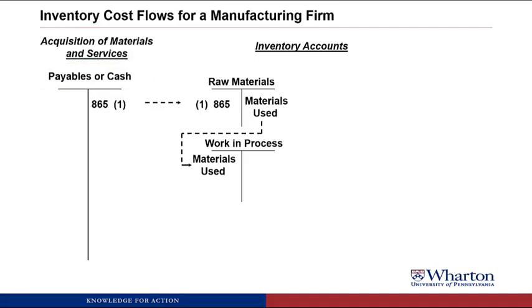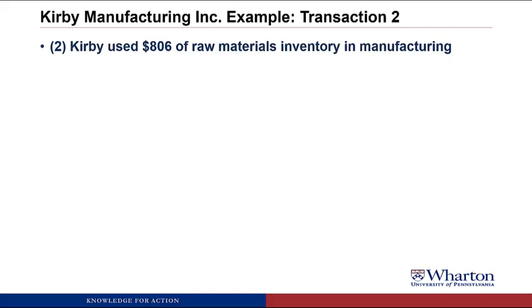So the next thing that you see in the inventory accounts is materials used. So once those raw materials start being used to produce the goods, we take those costs out of raw materials and move them into work in process. So Kirby used $806 of raw materials inventory in manufacturing. What would be the journal entry?